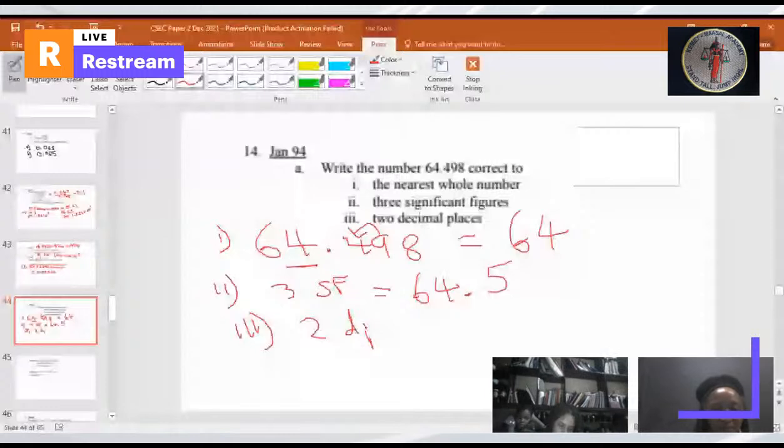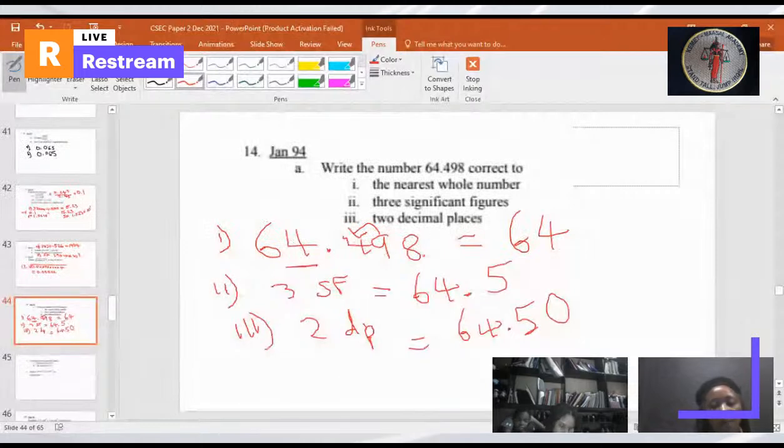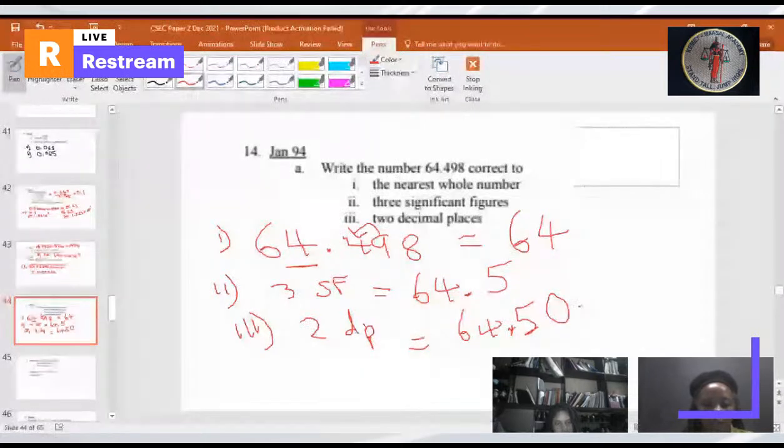Yes, Miss. The 2 decimal places will be 0.4, and because the 8 is more than 5, we add 1. So because the 9 is here, remember when you add 1 to 9, you go up with a 0 and have to carry 1. You see that? So sometimes when the 9 is there, you have to carry it over. So we end up with 64.50. We have to put the 0 because they ask for 2 decimal places, right? Yes, Miss. We have to put a 0 for that.